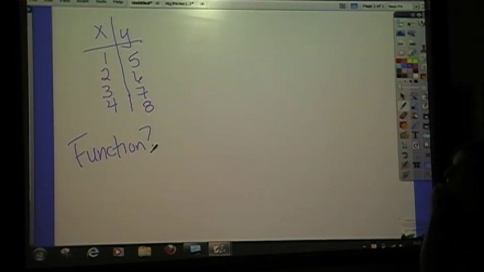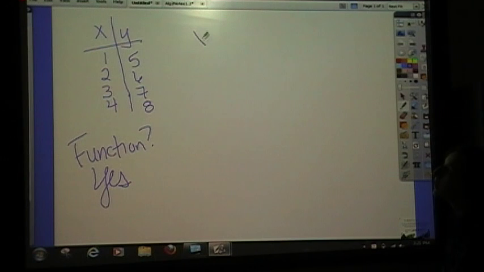Okay, and the way we can tell if it's a function on a table is you check the x's. The only thing you have to do is say, do any of my x's repeat? 1, 2, 3, 4. Do any of them repeat? The answer is no. So is it a function? Yes. It is a function if there are no repeats.